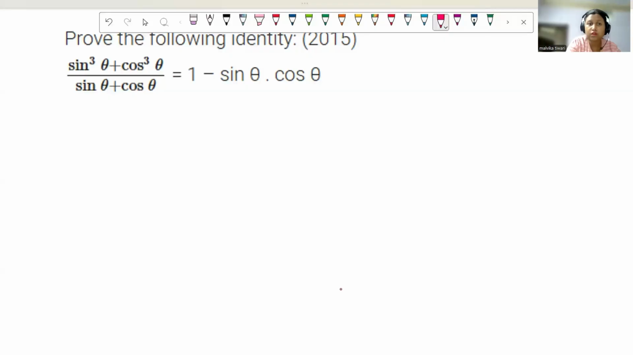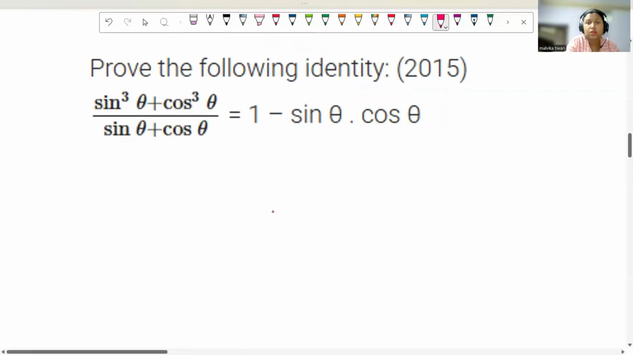Okay, so these are two of our very basic questions that we have solved today. Now what else type of questions can come that you can solve? There are a few different questions that can come. Let's see one more such type of question very quickly. Now this is a 2015 question, where we have to prove an identity.